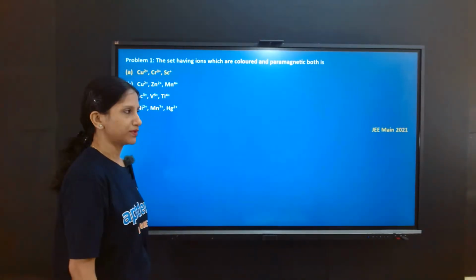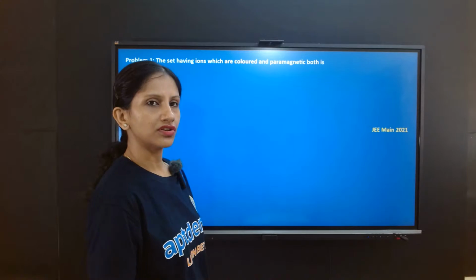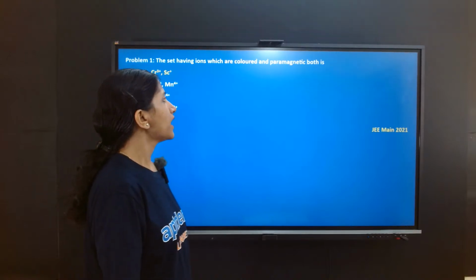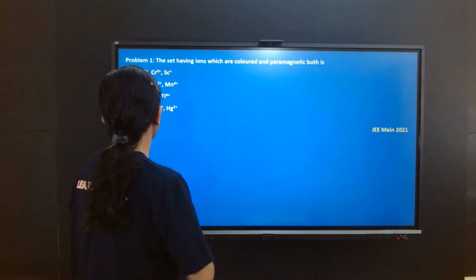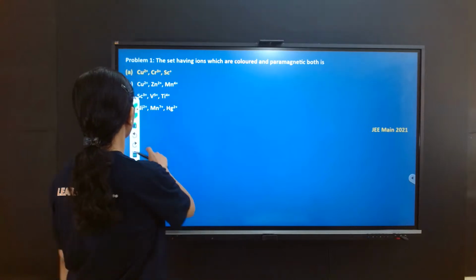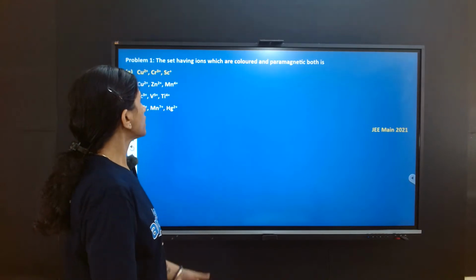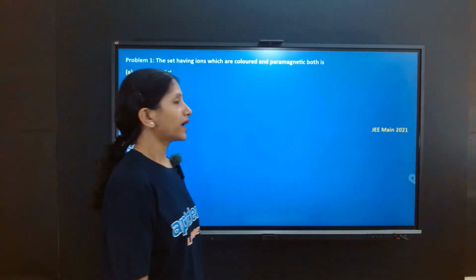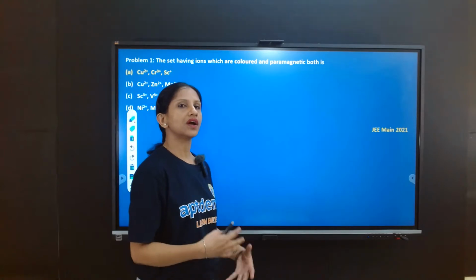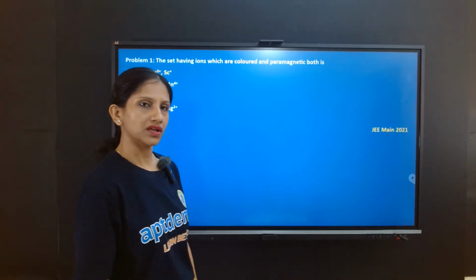Now let's get started with the problems. This problem 1 has been taken from the Joint Entrance Main Examination 2021. The problem is: the set having ions which are colored and paramagnetic both is. So we have to check among all the sets, 4 options are given, which is the set where all the ions are showing paramagnetism and colorfulness. What we know is that any ions which contain unpaired electrons basically show color and are paramagnetic in nature.